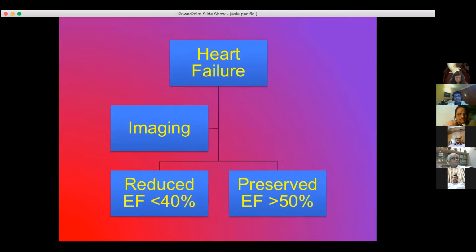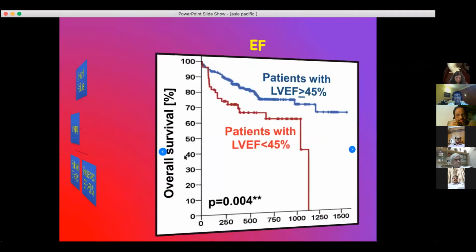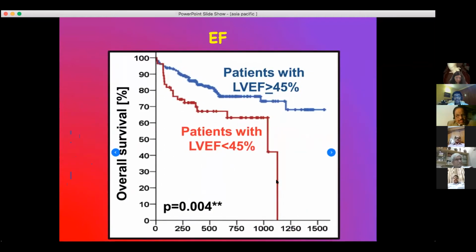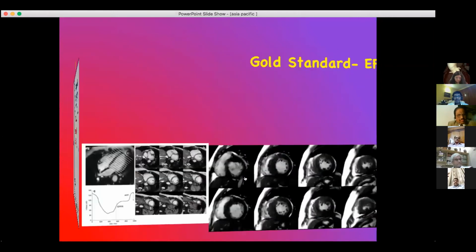Now, the most important feature of the cardiac MR is in heart failure, where you're looking at the ejection fraction. We know that a low ejection fraction, less than 45, has a poorer prognosis than a higher ejection fraction. So it's very important to get that number right.